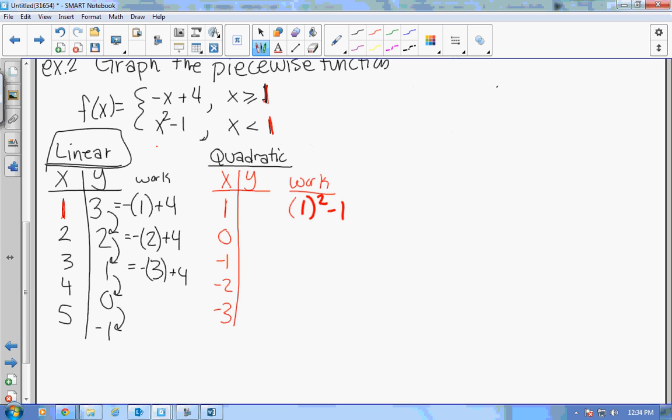Okay, Dago, what is 1 squared? And then we can subtract. What is 1 minus 1? 0. Good. Okay, then we do it again. 0 squared minus 1. Okay, Miklo, what's 0 squared? Because we have to square first. 0. Minus 1, and we get negative 1. Okay.